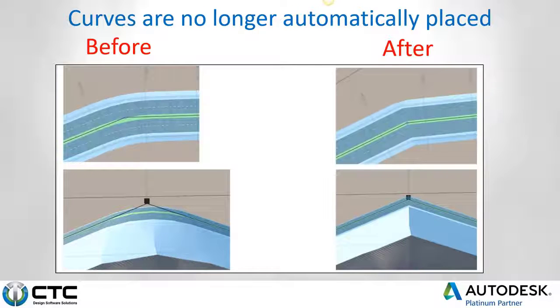When you update a model, curves are no longer automatically placed. So it will come in, and before it would say, oh, here, I'm converting it and I'm going to change it to that. Now it will be left as a PI, and you'll have the ability to add a curve to it. So you'll actually see add curve in your properties, not add PI.